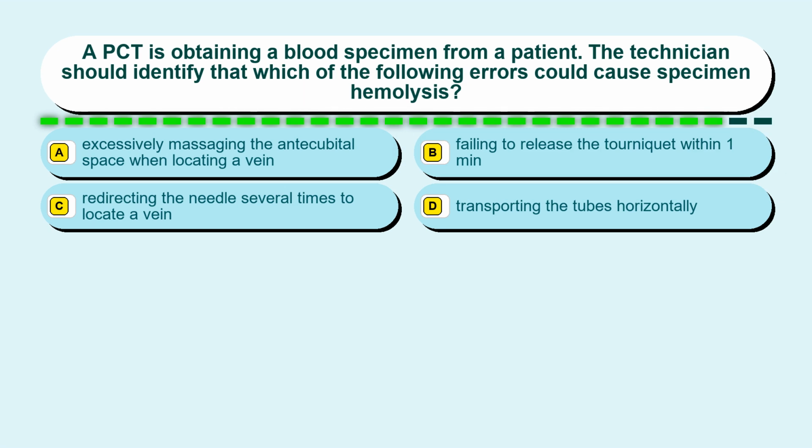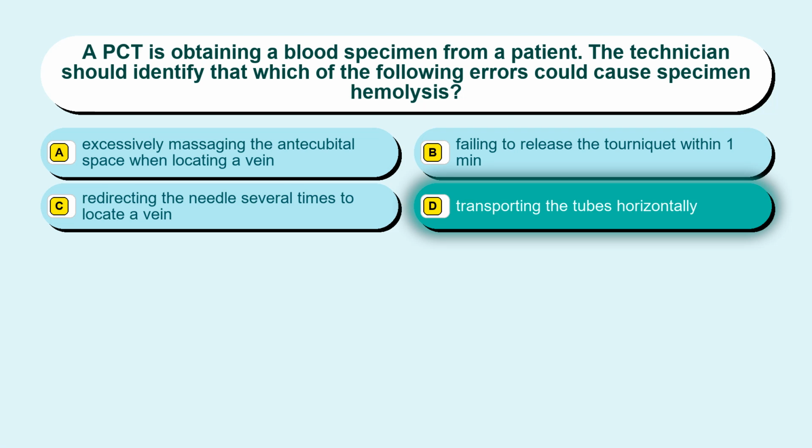Question 37. A PCT is obtaining a blood specimen from a patient. The technician should identify that which of the following errors could cause specimen hemolysis. Option A, excessively massaging the antecubital space when locating a vein. Option B, failing to release the tourniquet within 1 minute. Option C, redirecting the needle several times to locate a vein. Option D, transporting the tubes horizontally.